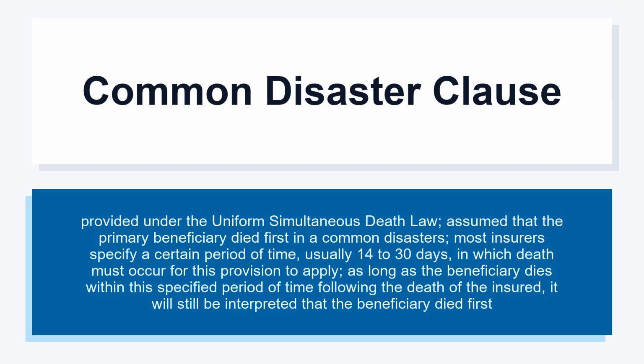Common disaster clause. Provided under the Uniform Simultaneous Death Law, it is assumed that the primary beneficiary died first in a common disaster. Most insurers specify a certain period of time, usually 14 to 30 days, in which death must occur for this provision to apply. As long as the beneficiary dies within the specified period of time following the death of the insured, it will still be interpreted that the beneficiary died first.